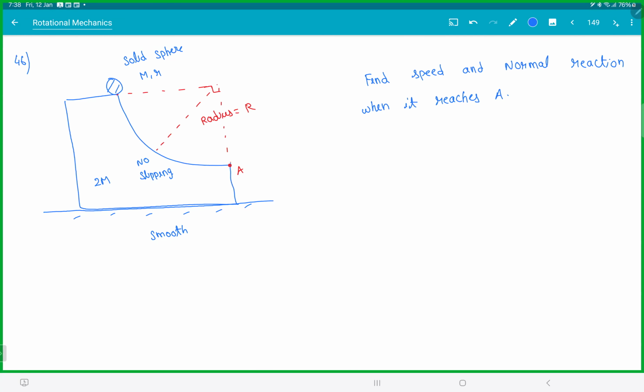Root 5 g R minus r. Okay, it is R only. The difference in height is R only. When it reaches A, the center is still at a height of small r. So small r will not come in the answer, but it was right. If you just remove the small r, you are right.